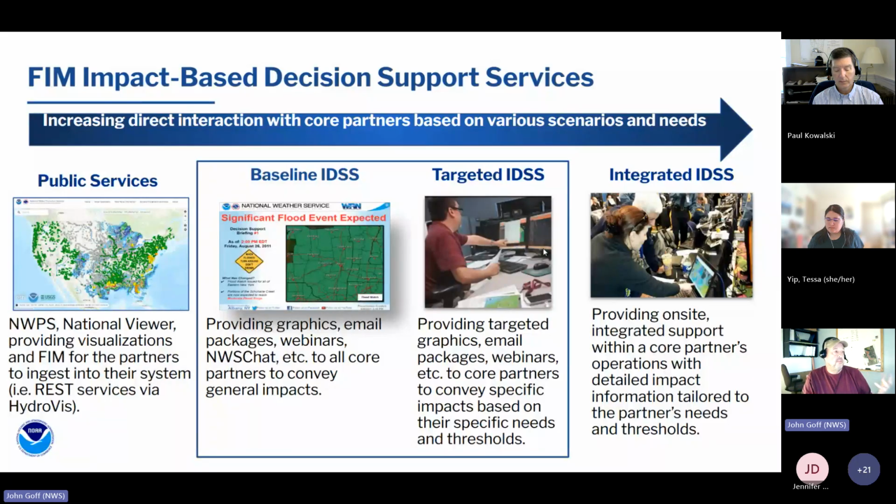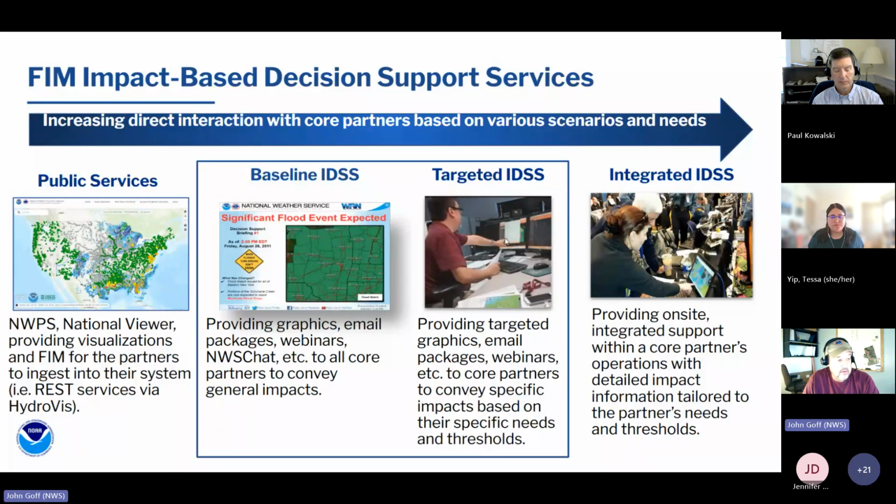So we have a lot of decision support services that we do here at NOAA Weather Service. Of course, we always have our public services where you can click on a map and see a river gauge, or you can click on our forecast or see a discussion or whatever. And then we have different levels of IDSS. Our baseline IDSS, think of this as like a graphic email. Like you get an email brief from us about a big winter storm coming in or a flood event.